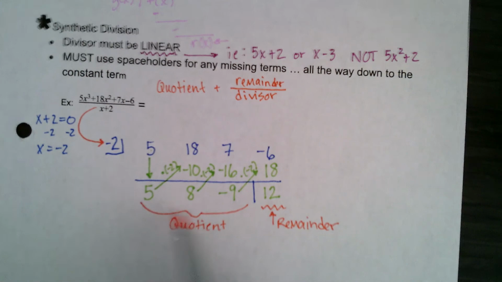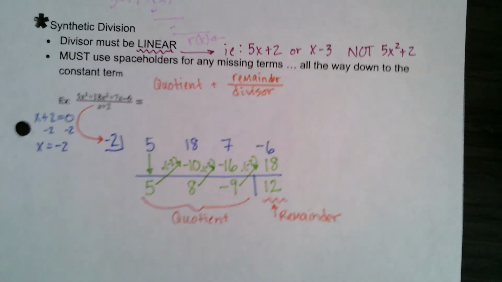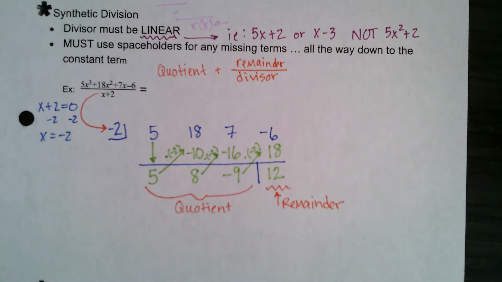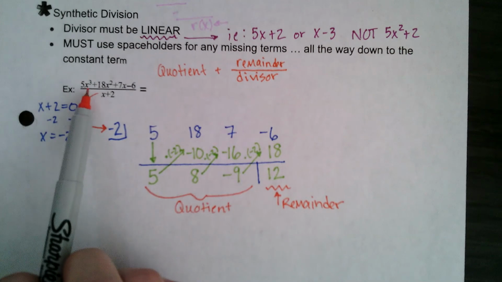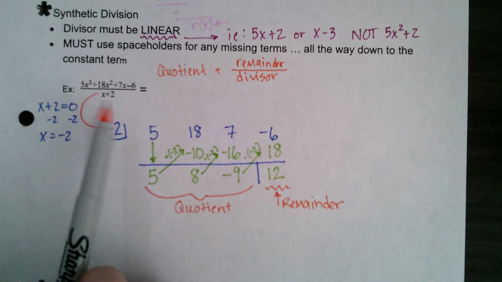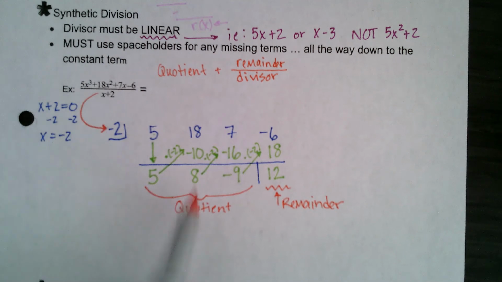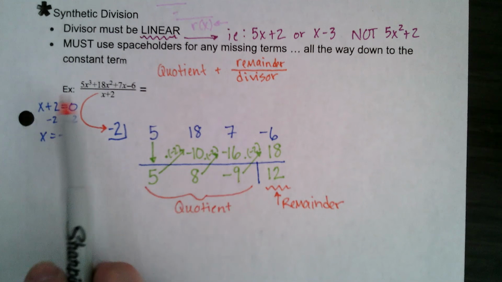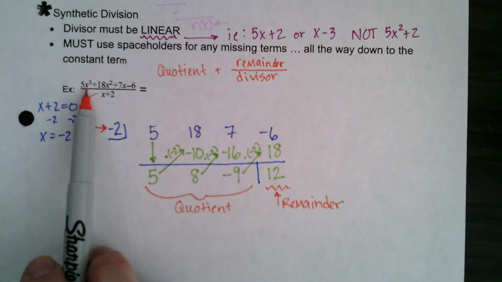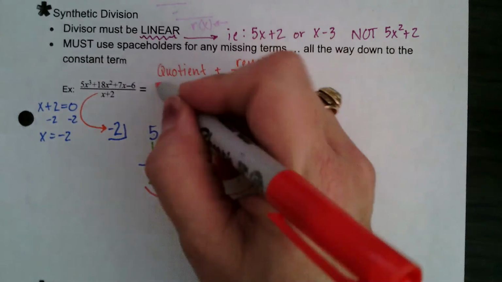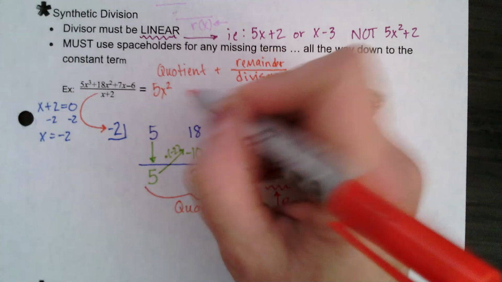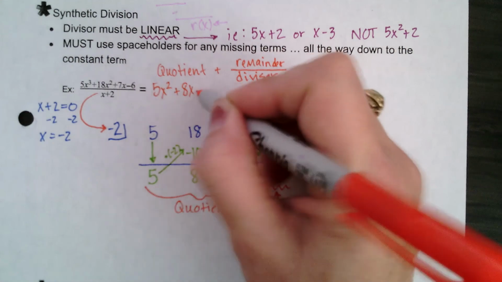The quotient row is this row, 5, 8, -9. But we have to put the variables back on, okay? So the way that that's going to work is we're starting with 5x cubed and we're dividing it by x. So what's going to happen is every variable is going to be 1 less degree. So instead of starting with x cubed, I'm going to start with x squared. So my quotient would be 5x squared plus 8x minus 9.